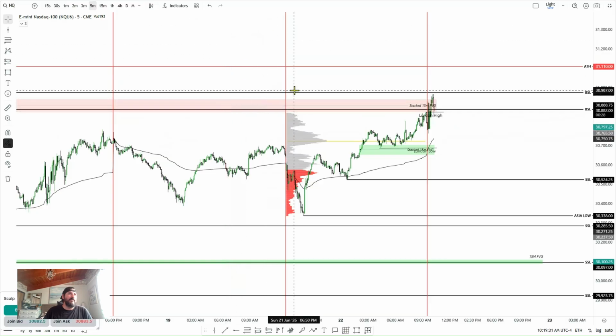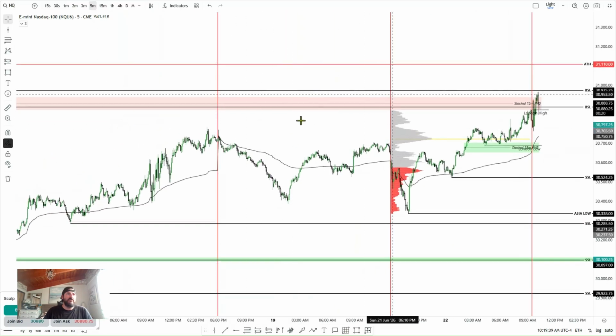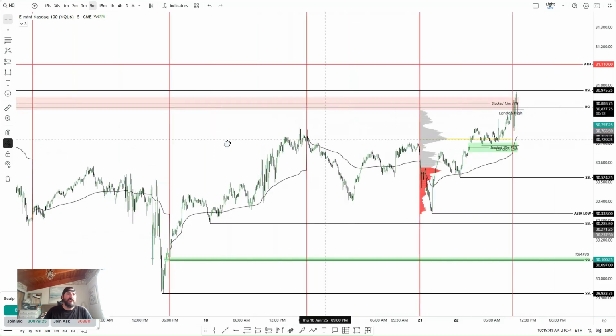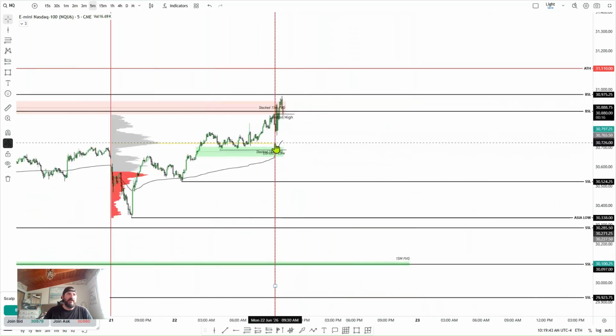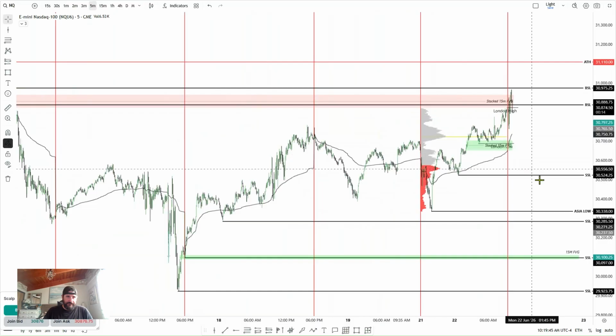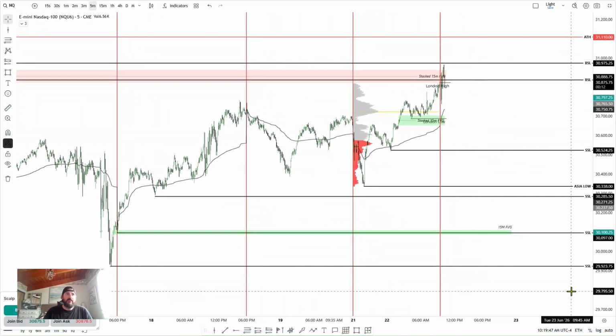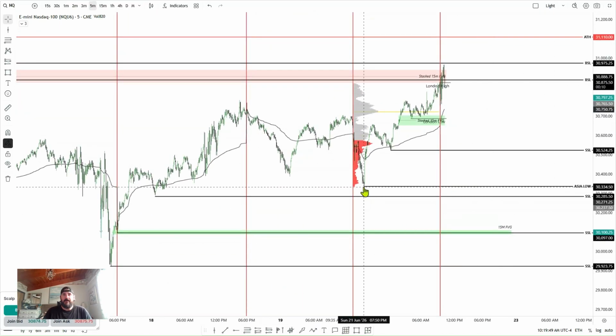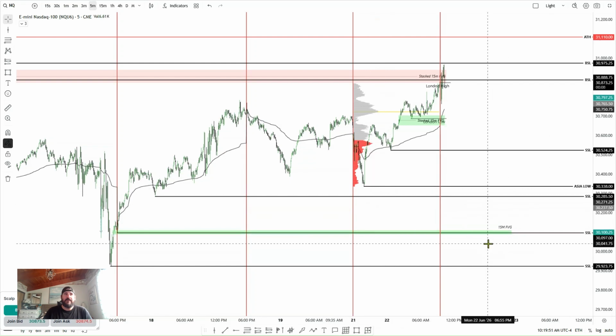This one can get deleted. So this vertical line and this vertical line, there's 24 hours between them, so this is one 24-hour session. But this one is the 9:30 open. So, anyways, before the open, I mark out my highs and my lows.